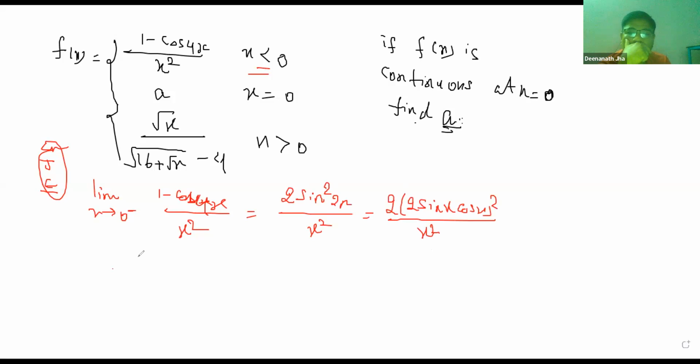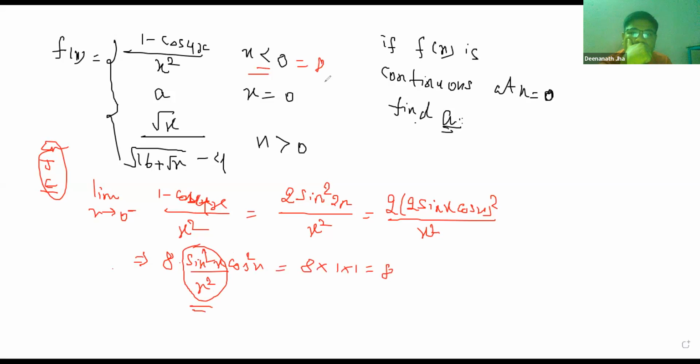No. Now, 2 times 4 is 8, so 8 sin squared x cos squared x upon x squared. So this value will be 1. Now, this part will also be 1. So 8 into 1 into 1 will be 8. So its value will be 8, and this is the value of A. So you can write A is equal to 8.